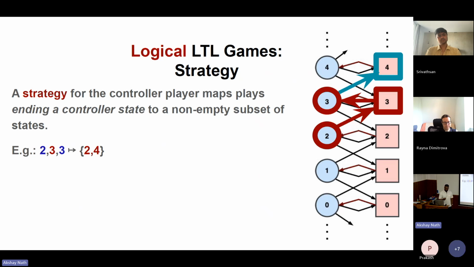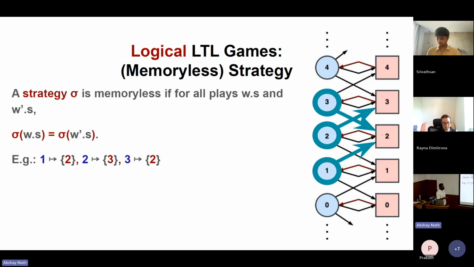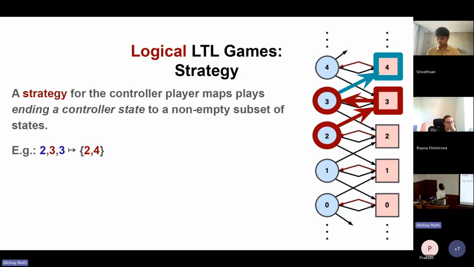Now we come to the notion of a strategy. A strategy for the controller player, the ones in blue, maps all plays ending in a controller state to a non-empty subset of states. For example, this is a play starting from state 2, but ending in a controller state 3, right? The strategy can tell me for this play, you can either choose the next state as 2 or 4. That's essentially what it means. So here, once I got this play 2, 3, 3, I've chosen 4. I could choose 2 as well.